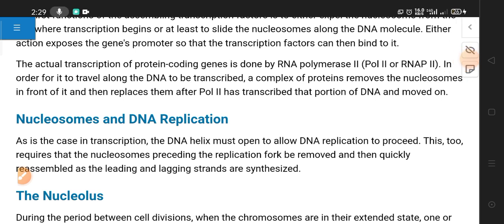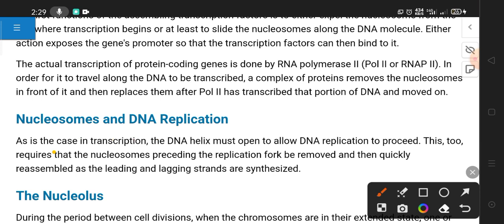The next is nucleosomes and DNA replication. As is the case of transcription, the DNA must open to allow DNA replication to proceed. This too requires that the nucleosomes preceding the replication fork be removed and then quickly assembled as the leading and lagging strands are synthesized.